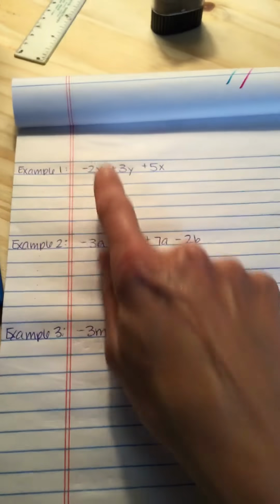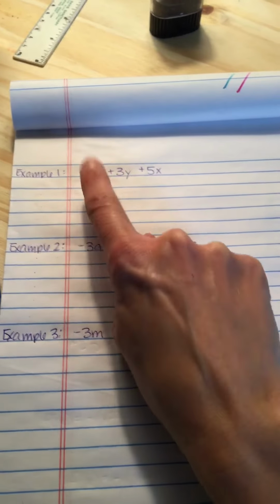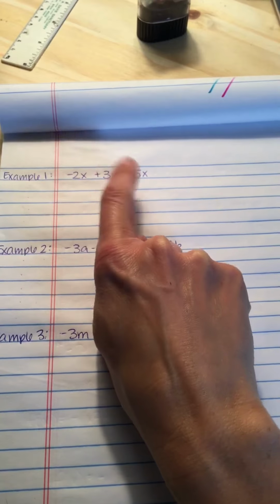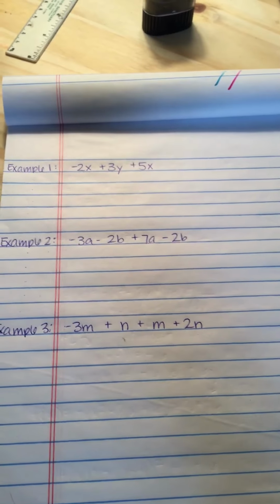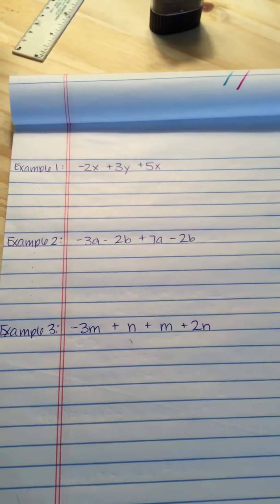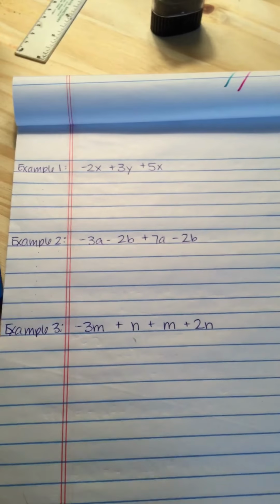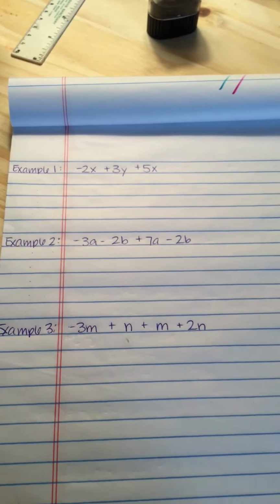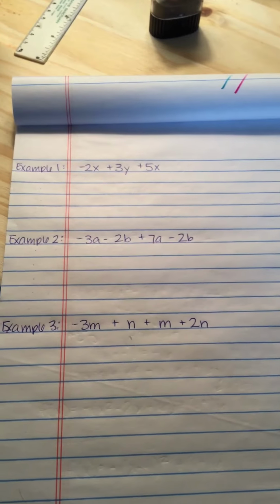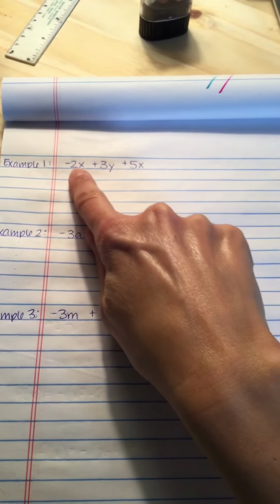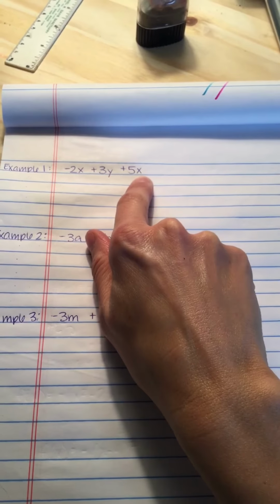A term is just that word in this math sentence, and the word is separated by the operation sign, plus or minus, depending. And today we're going to be working with our integer rules, which means that we're working with positive and negative terms. And I can tell a positive or negative term by the operation sign in front of it. So this is a negative 2x and a positive 3y and a positive 5x.